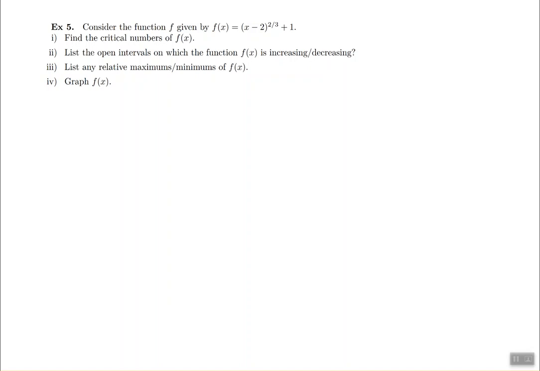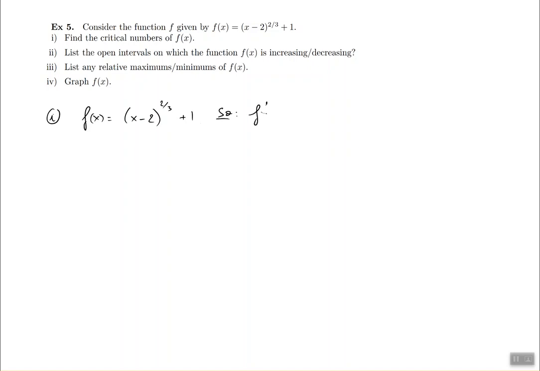In example 5 and the later examples in this chapter, we're just going to repeat what we did in the previous problem. So the work is going to be very, very similar. The function is going to be different though. So in part 1, we have a function f of x. In this case, it has x minus 2 to the power of 2/3 plus a 1 on the outside. And they're asking for the critical numbers again, so I need to know what the derivative is.